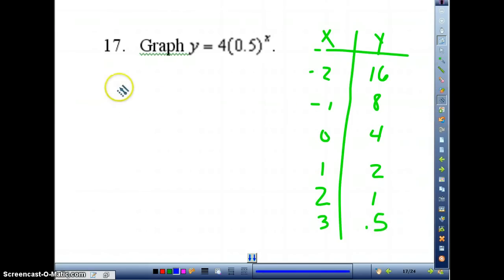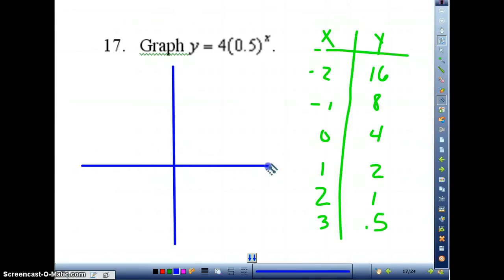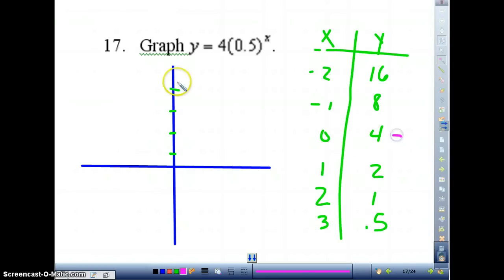Now, I would use graph paper. I would do a good job of this. All right. My y-intercept is where x equals 0. My y-intercept is 4. Okay.